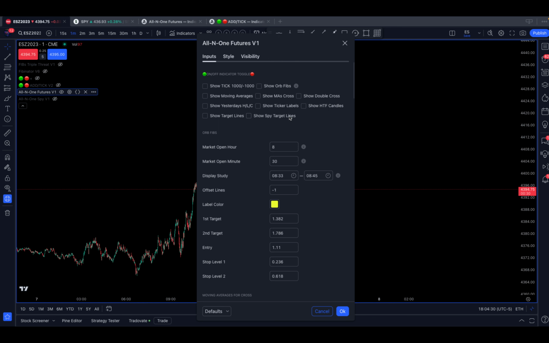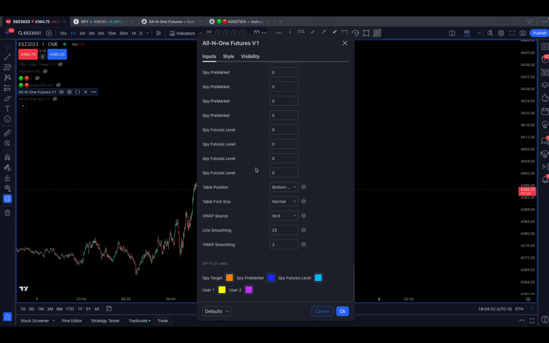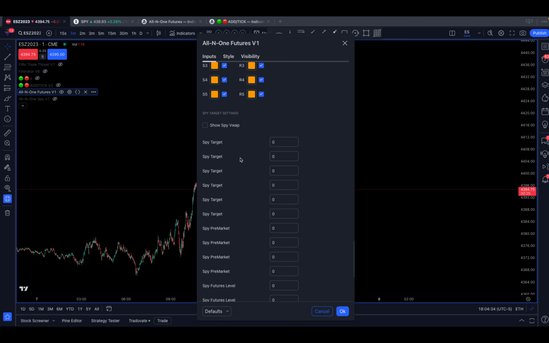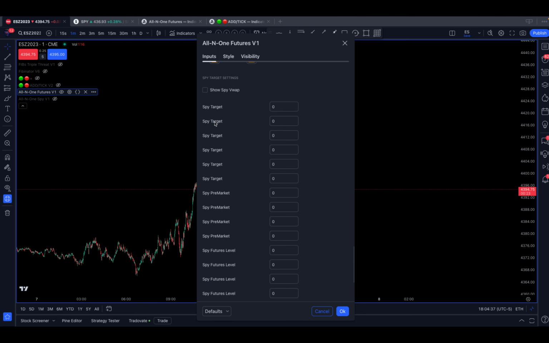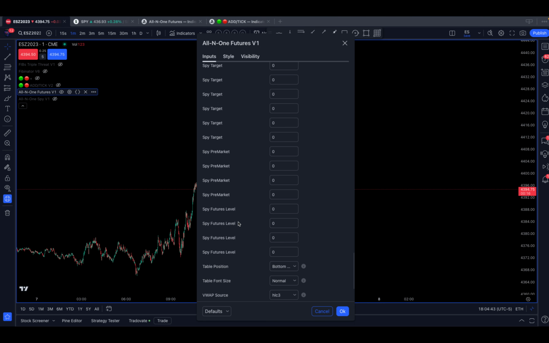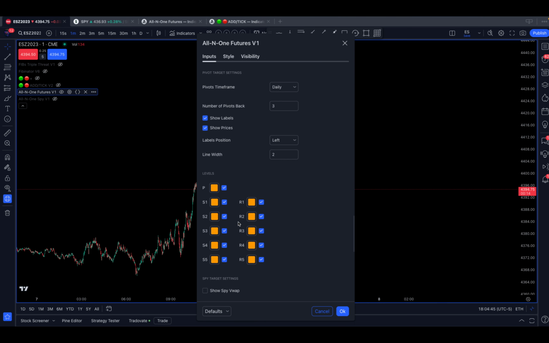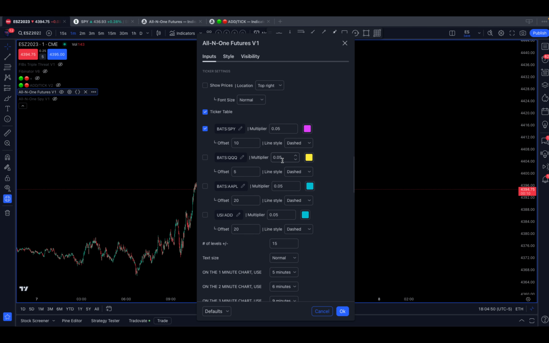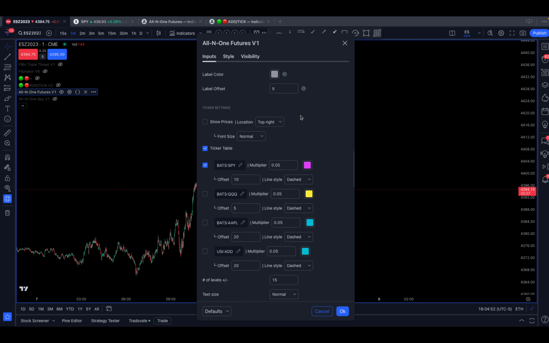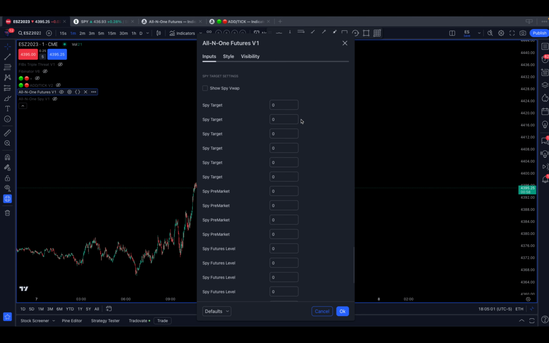Now what this does, this shows SPY target lines. If you scroll down here to the bottom, it gives you 1, 2, 3, 4, 5, 6, 7, 8, 9, 10, 11, 12, 13, 14 different lines you can plot. And what I mean by that is Jimmy will plot SPY lines on his chart. So if you're a futures player and you want to know what they transfer over to the futures, you could come over here and plot those lines.